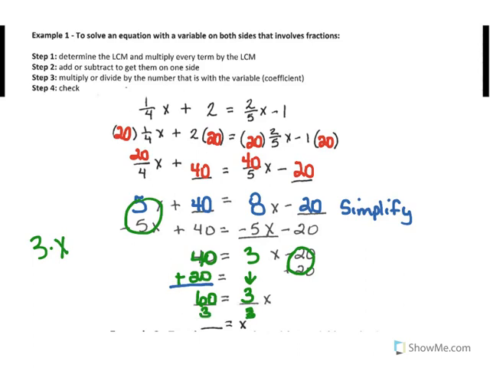When I divide both sides by 3, on the right, 3 will go into 3 one time, and that gives me 1x. And on the left, 60 divided by 3 would be 20. So there are 20 3's in 60, and x is equal to 20. We're not finished, because step 4 says we need to check it.